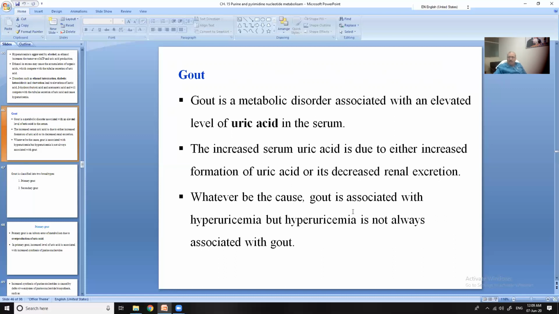Whatever be the cause, gout is associated with hyperuricemia, but hyperuricemia is not always associated with gout. Got it? If more and more uric acid is available, the gout is precipitated. But hyperuricemia is not always associated with gout. Okay? If they are not deposited in the joints, then it is not associated with the gout.